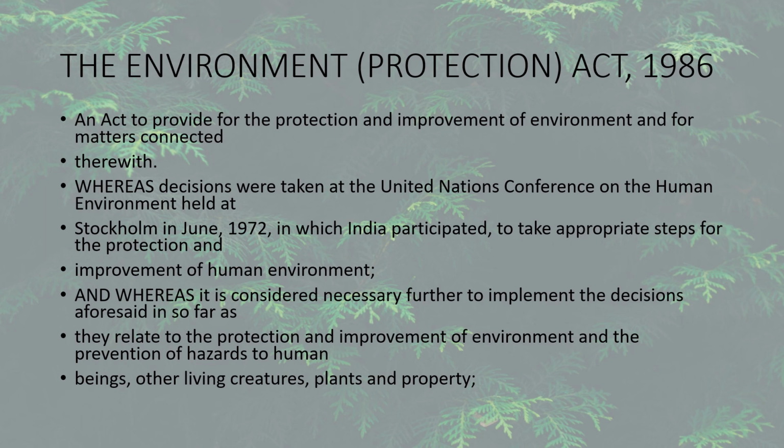Now what does it mean? The Environment Protection Act was enacted by the Parliament in the 37th year of the Republic of India. It aims to protect and improve the environment. The act was prompted by the decision taken at the United Nations Conference on Human Environment in June 1972, and it was enacted to implement this decision related to the protection and improvement of the environment and the prevention of hazard to human beings, other living creatures, plants and properties.